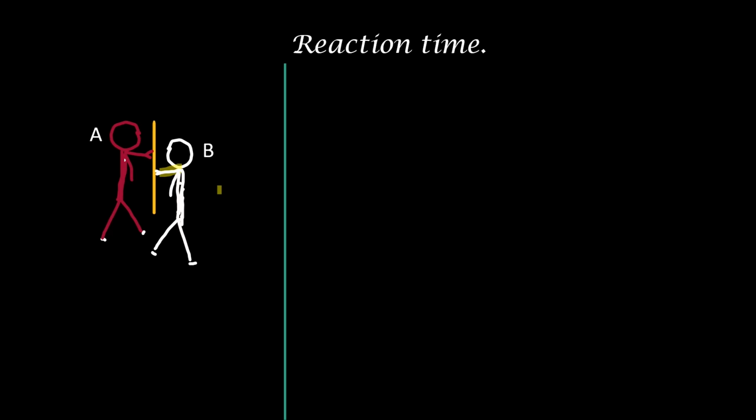First, we will discuss reaction time and then pass on to stopping distance. You are driving a car and somebody crosses the road all of a sudden. You see him and then immediately apply the brake. But there is a time lapse between you seeing the person crossing the road and applying the brake. This time lapse is called reaction time.